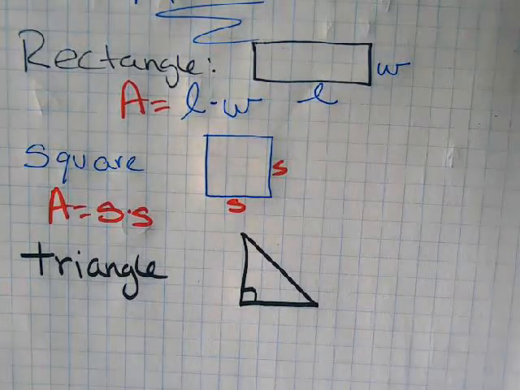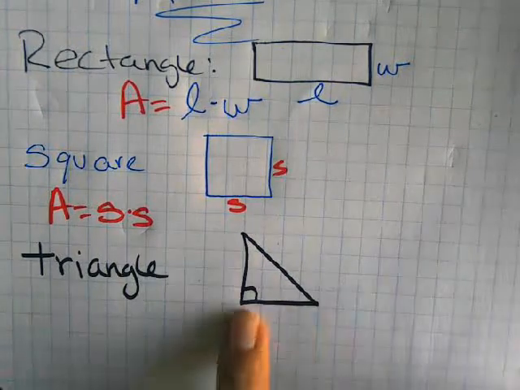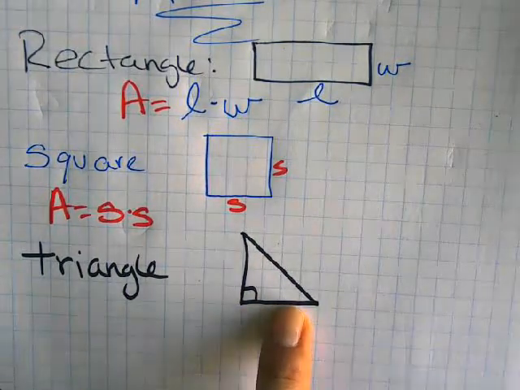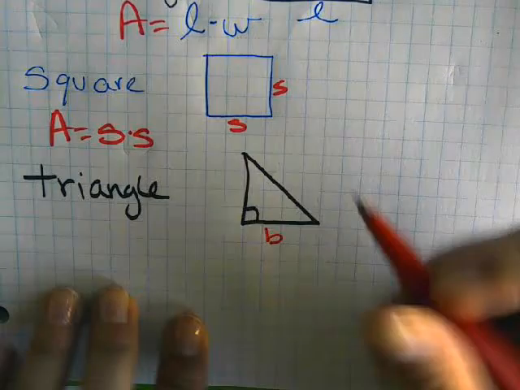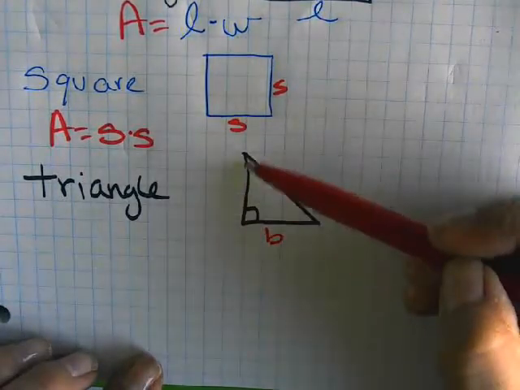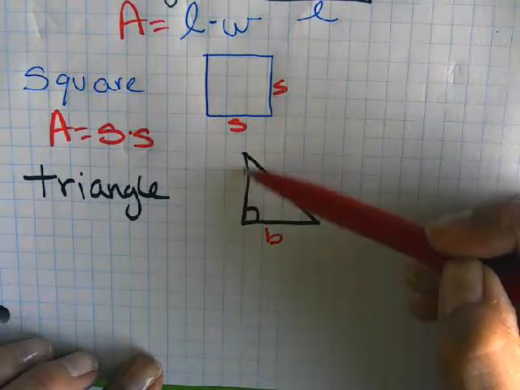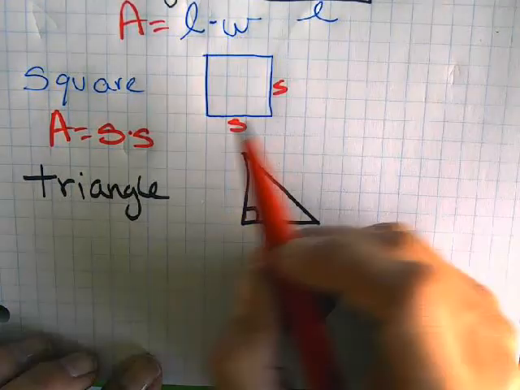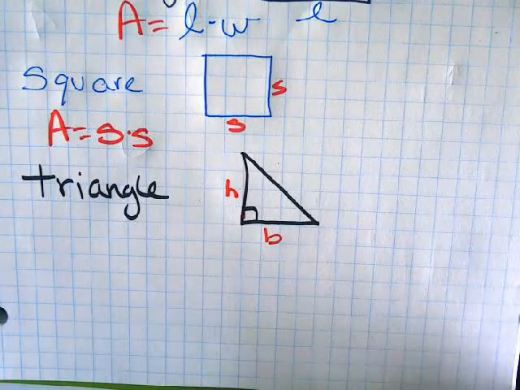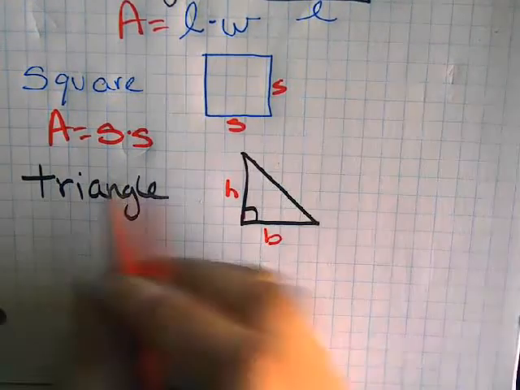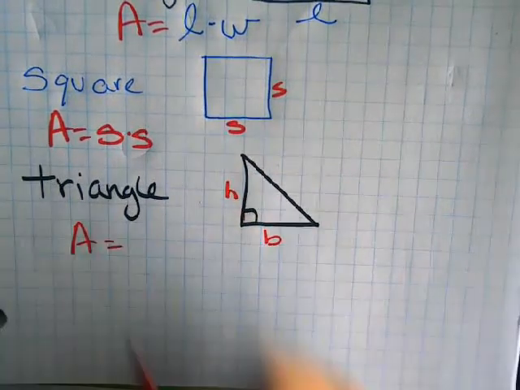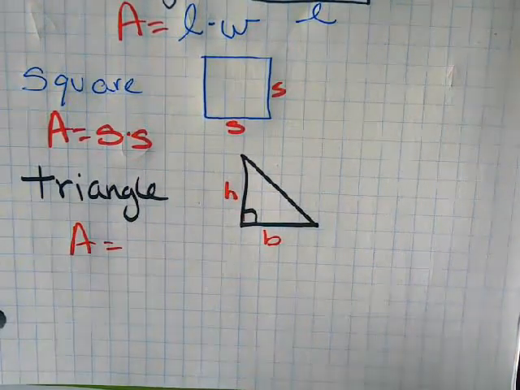Does anybody know what you call this part of the triangle? Yeah, base. Does anybody know what you call this side of the triangle? The height. Okay? So, a triangle, does anybody know how to find the area of a triangle?